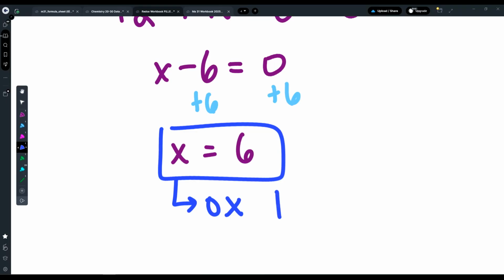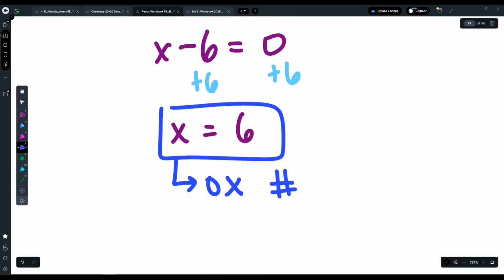So oxidation state and oxidation number are talking about the same thing.